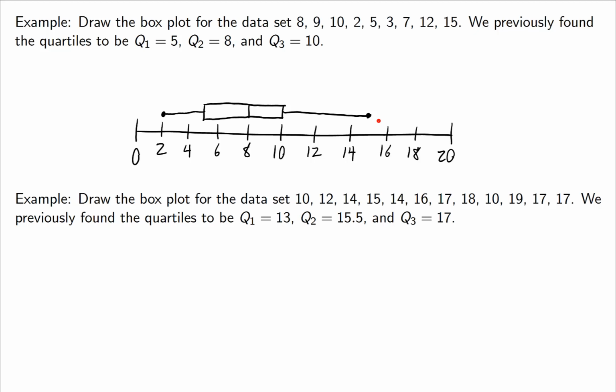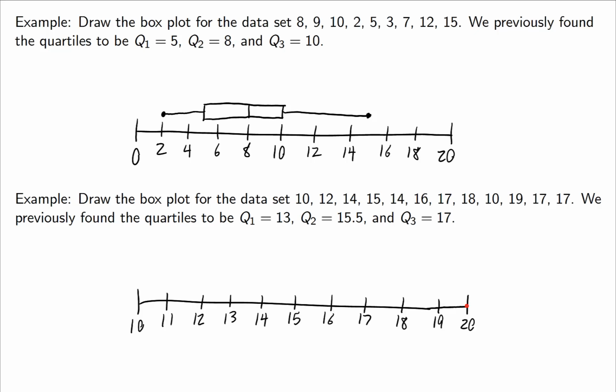Let's do another one. In this one, I see 10 as my smallest number, and 20 is probably a decent upper number to put in my scale. Now let's draw the box plot. The first quartile was at 13, the second one is at 15.5, and the third one is at 17. We'll simply fill in the box, and this is the middle half of the data. Now let's draw whiskers. They go out to the smallest value of 10 and the largest value of 19.